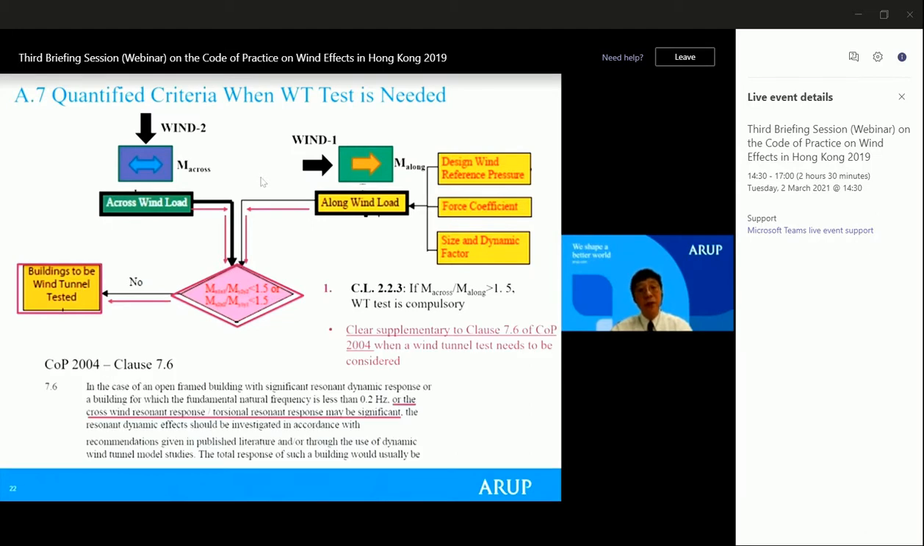And this is similar to the 2004 criteria, but the 2004 code has not quantitatively and explicitly stated the criteria, and you just need to go for literature research, based on the specific literature.